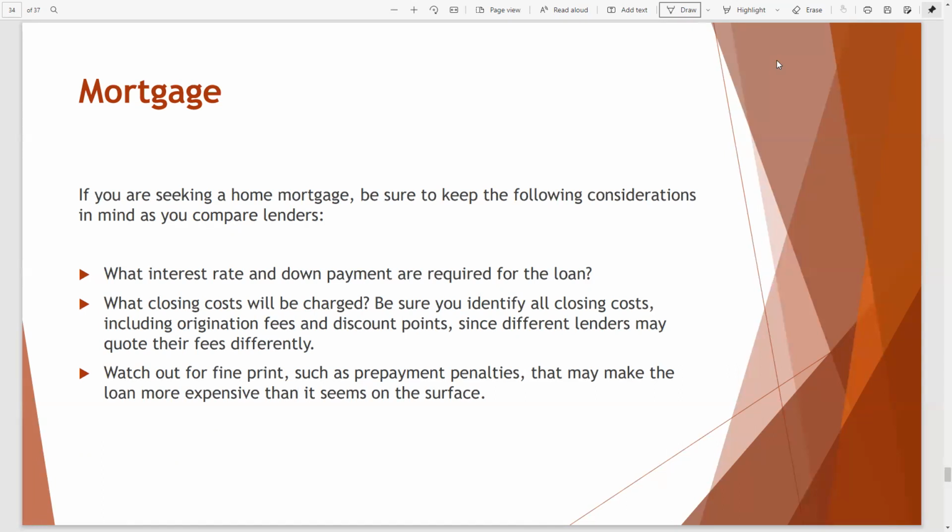Of course, if you're making more down payment, then later on the interest portion you're making less, right? Then closing costs, right? You need to identify all the closing costs, like origination fees, discount points. They may quote their fees differently by the names, or sometimes one requires fixed fees, some other requires a percentage of the money you borrowed, right? Just be careful of all the things they listed. And if you don't know what that means, you'd best ask the lender what that actually is.